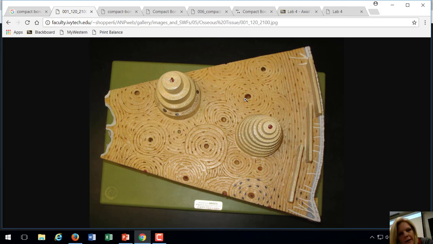And then in the center of each osteon is a hole, and running through that in a living bone, we can see here there's a red and a white structure, and that's a blood vessel and a nerve. So in the center of each osteon is a blood vessel and a nerve, and we call that central hole the central canal or Haversian canal.